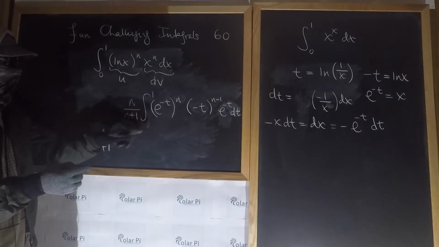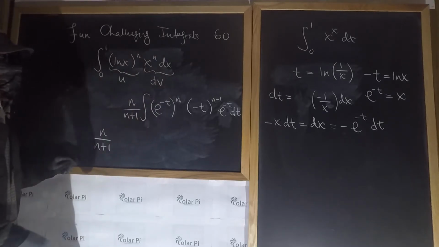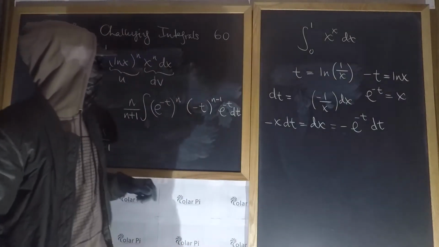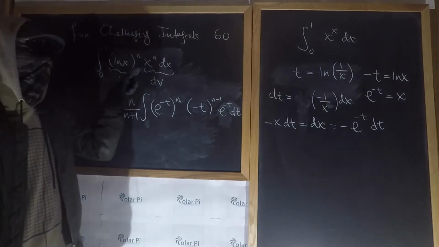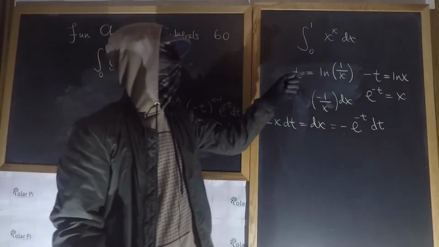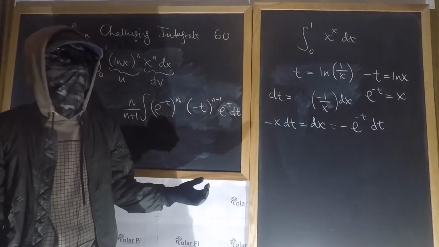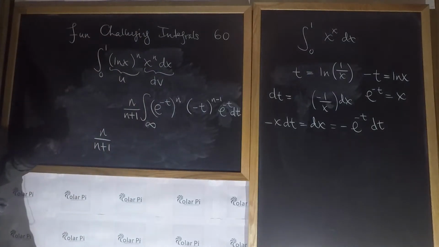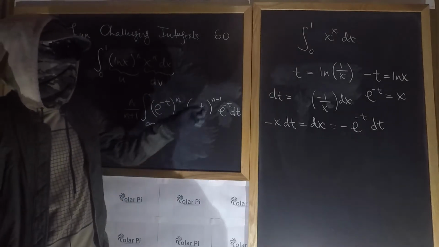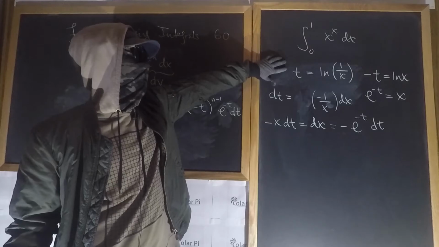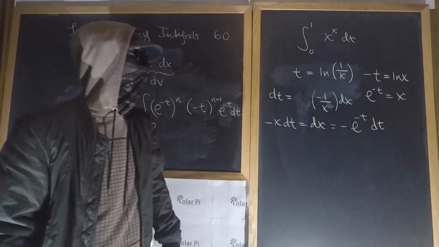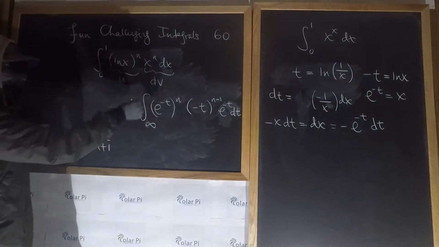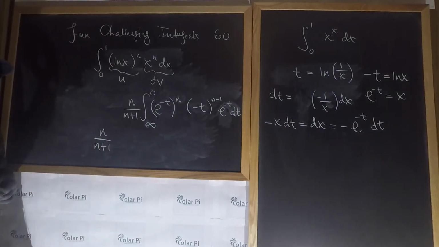And also the limits have changed. It's not 0 to 1 anymore, right? Because with this substitution of t, the lower limit 0, that's x equals 0, turns to the natural log of 1 over 0. That's like the natural log of infinity, which is infinity. So this lower limit turns to infinity. And then the upper limit, 1, turns into t equals the natural log of 1 over 1, which is the natural log of 1, which is 0. Alright. Okay, cool. Now, so then we could write this, which is n over n plus 1.